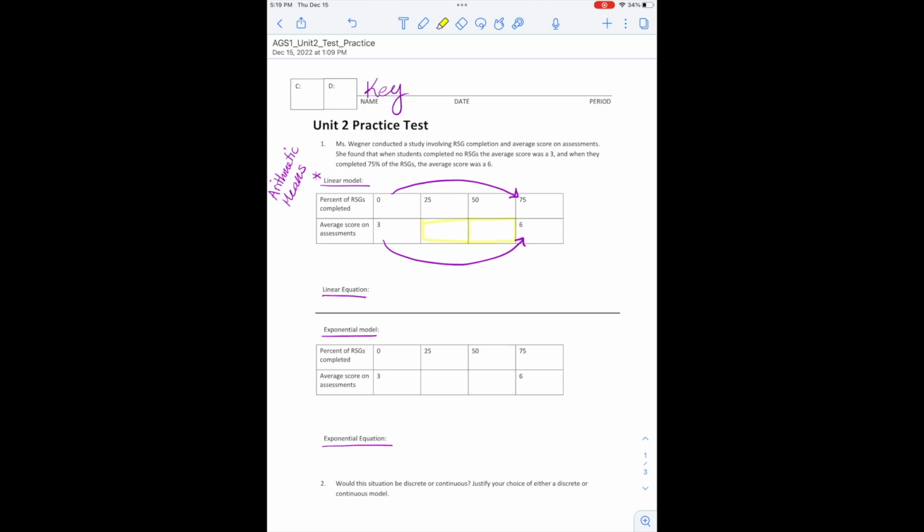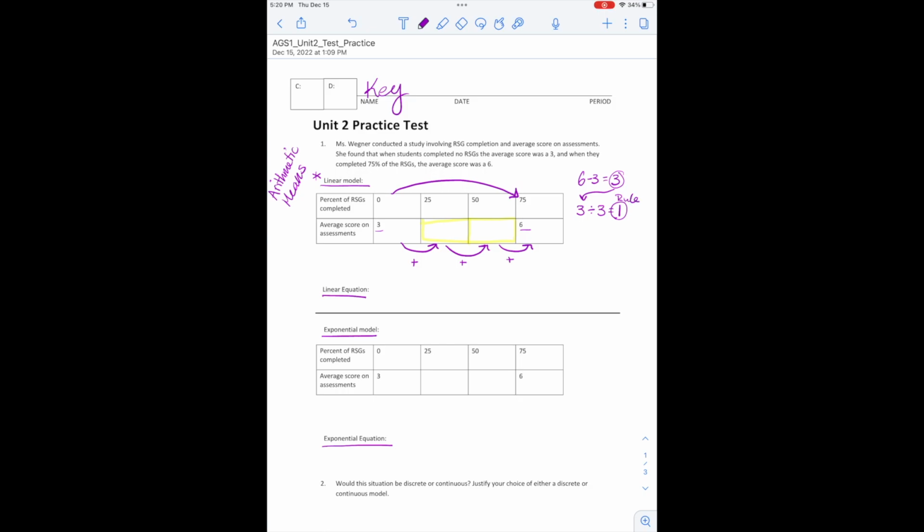So first thing to do when making arithmetic means is to draw our jumps and decide if we are adding or subtracting. Since 6 is bigger than 3, we are going to be adding. In order to find out how much we add, we're going to take 6 minus 3 and then take this answer and divide it by the number of jumps. The answer we get here is our rule.